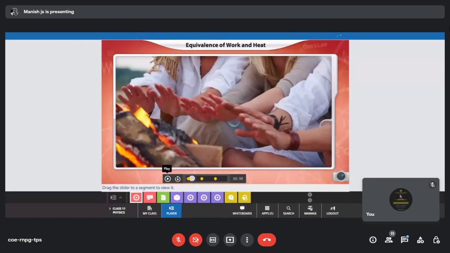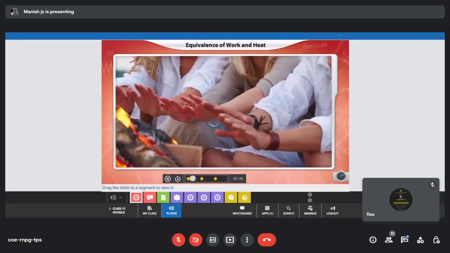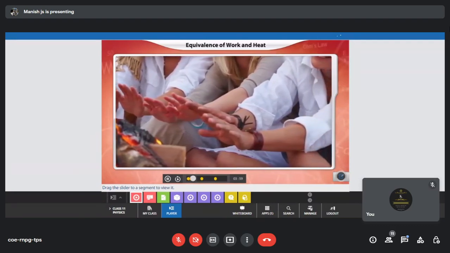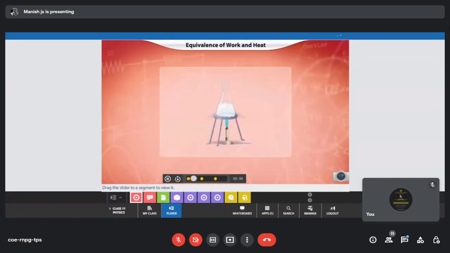Now we'll move ahead. We can raise our body temperature either by direct transfer of heat or by doing some mechanical work. Let's consider another example. If a burner is placed below a beaker containing ice cubes, the ice cubes will melt.